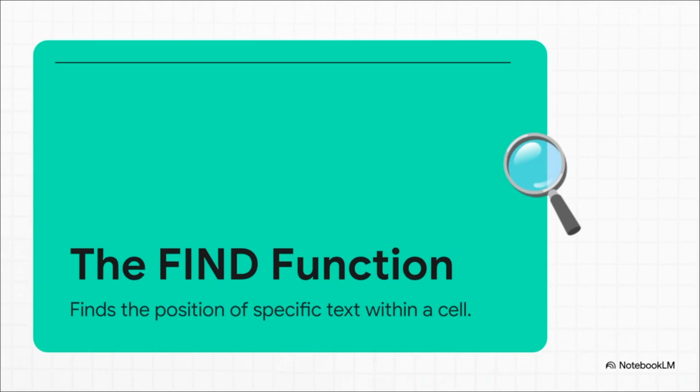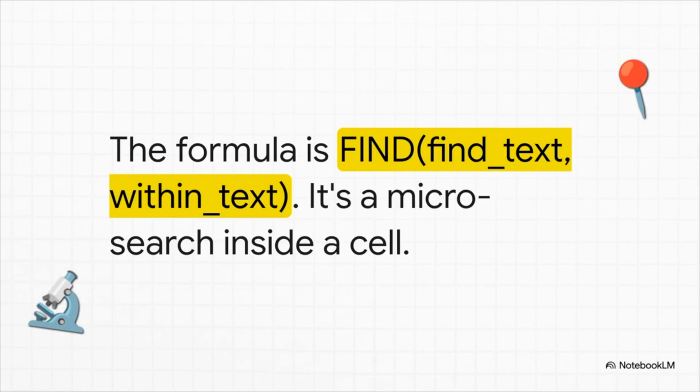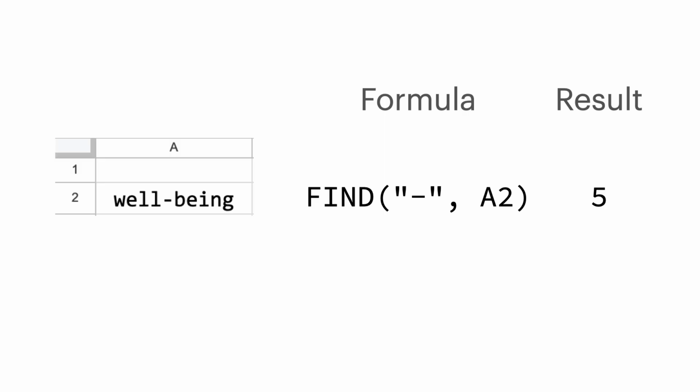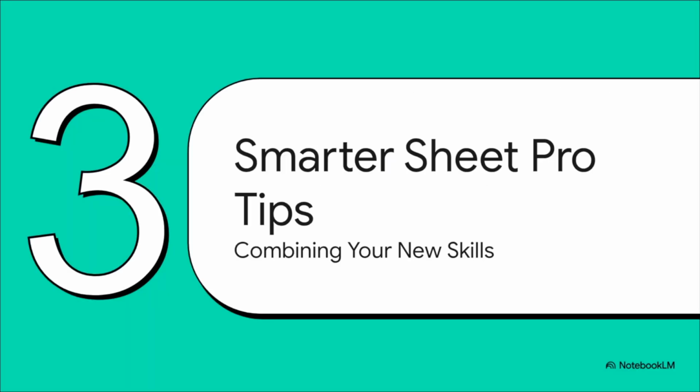Now our last search tool, FIND, is a bit of a specialist. It's not for looking across your whole sheet. Nope. This one does a micro search inside of a single cell to locate a specific letter or symbol. And the way you write it is super direct. You just tell it 2 things. What piece of text are you looking for, and which cell should I look inside? For instance, FIND("-", A2) is just asking, in cell A2, how many characters in do I have to go to find the first hyphen? This is a super handy first step for when you need to break apart text, like splitting a full name into first and last.